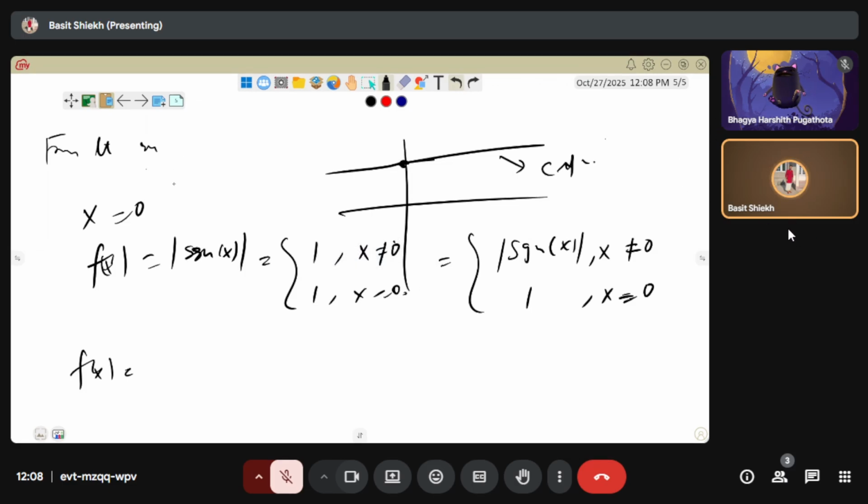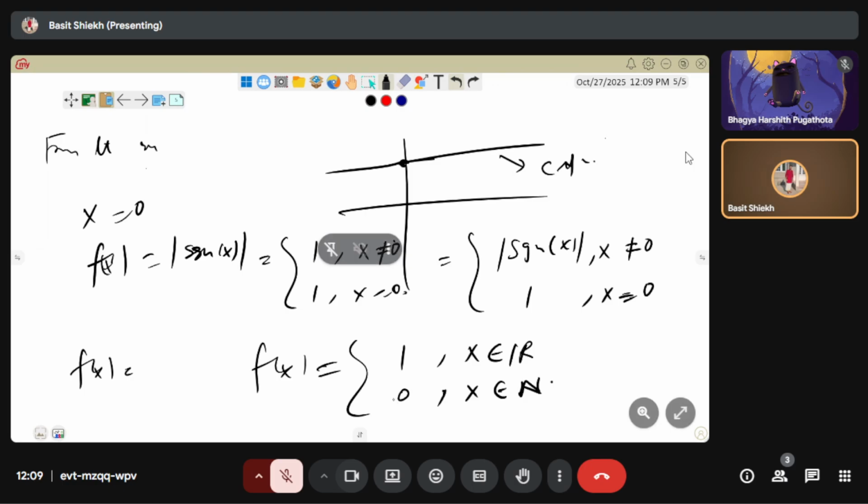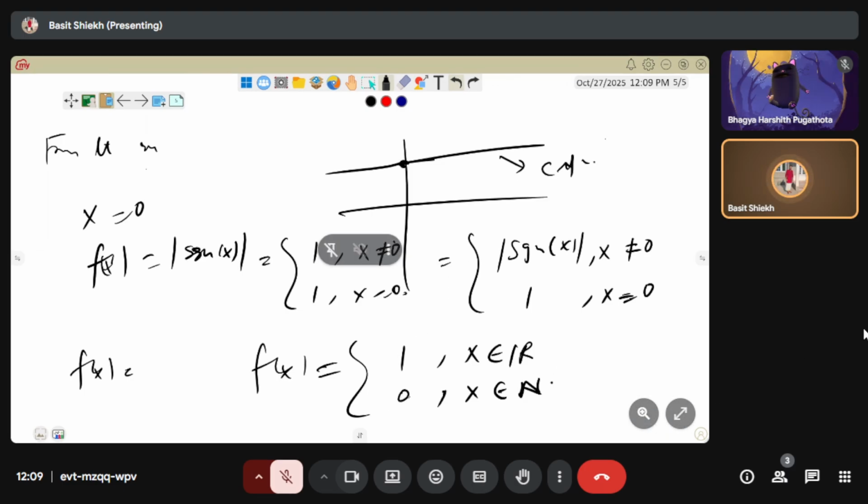So in removable discontinuity, we have two types of discontinuity. One is isolated, like this. One point will be defined separately, only one point, or maybe a few points, or maybe some infinite points. Let's suppose f of x equals 1 for x belongs to R and 0 for x belongs to N, or we can place this as Z. So the points of discontinuity will be these isolated points: 1, 2, 3, 4. What will be the graph of this function?